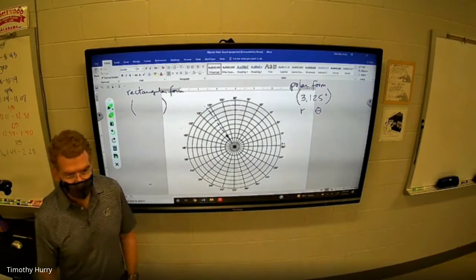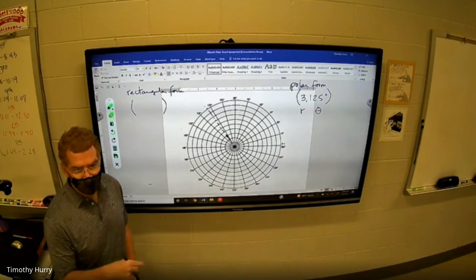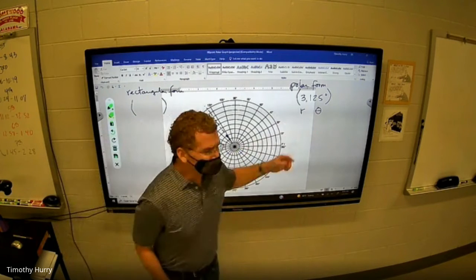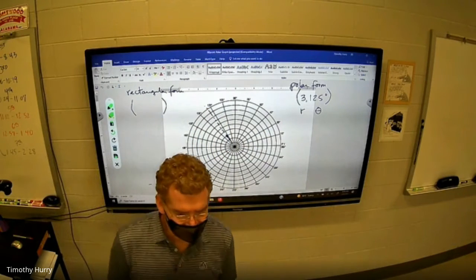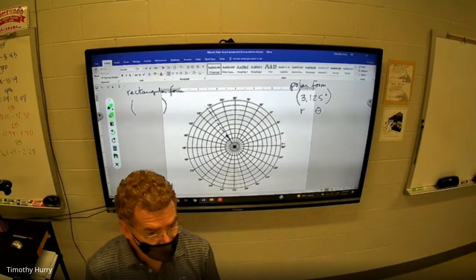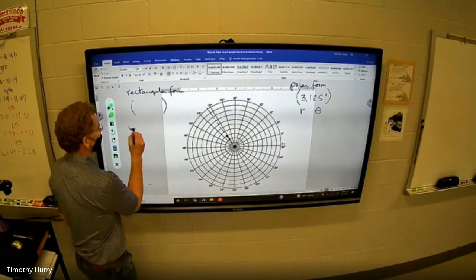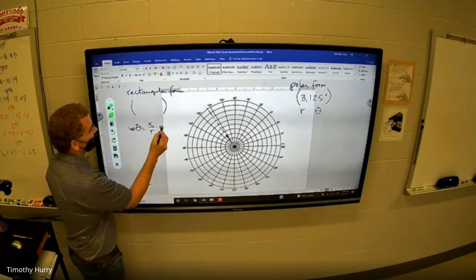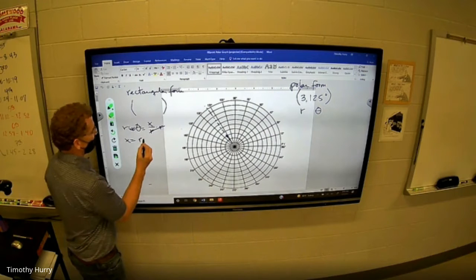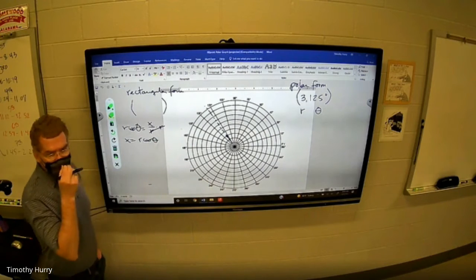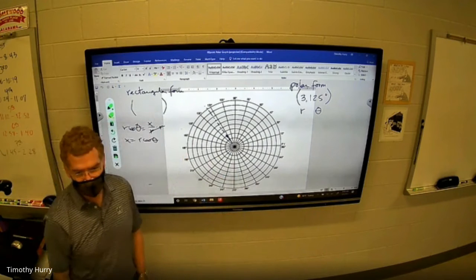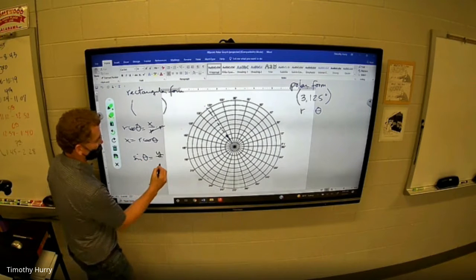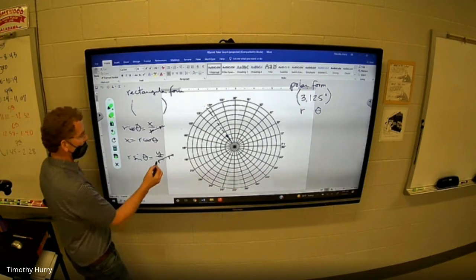Well, now what do I need? X and Y. Okay, one at a time. What do you know that would link X, R, and theta together? Cosine. Cosine is defined as X over R. So if I want X, all I have to do is say R cosine theta. What links Y, R, and theta together? Sine. If I want Y, all I have to do is go R sine of theta.